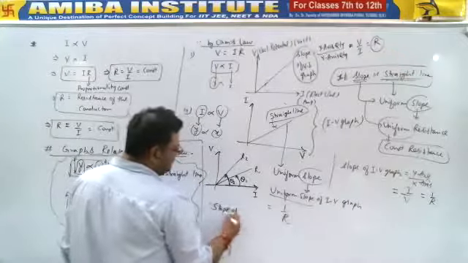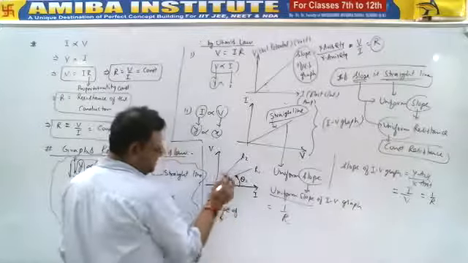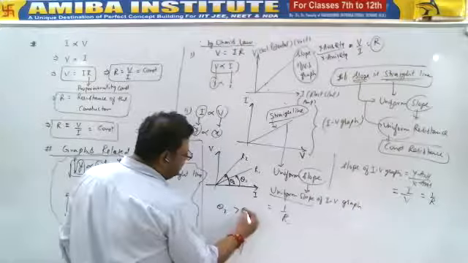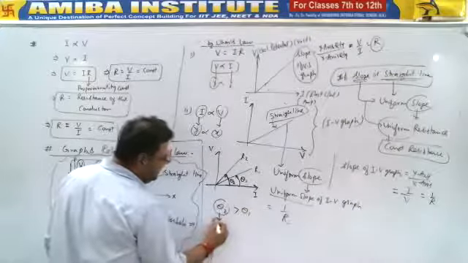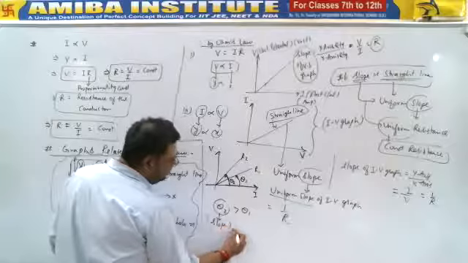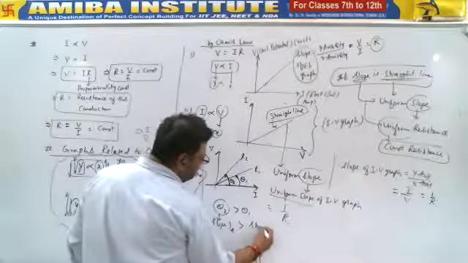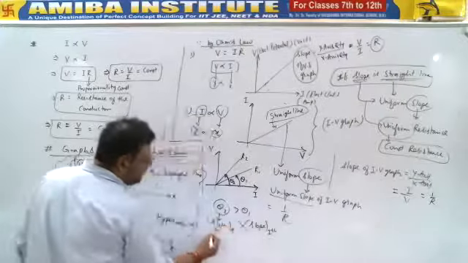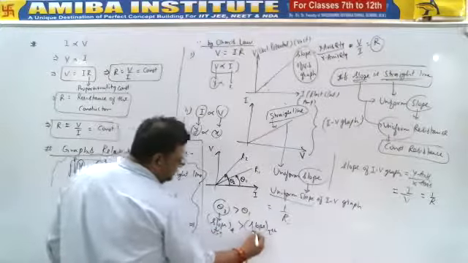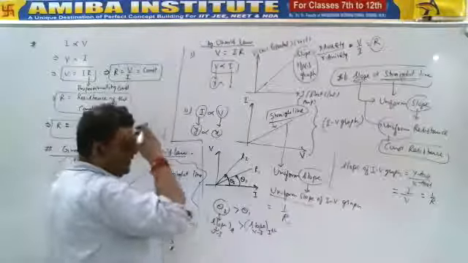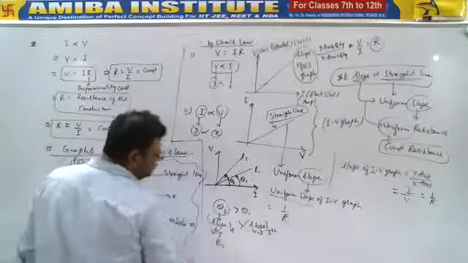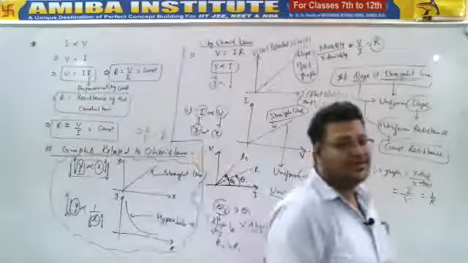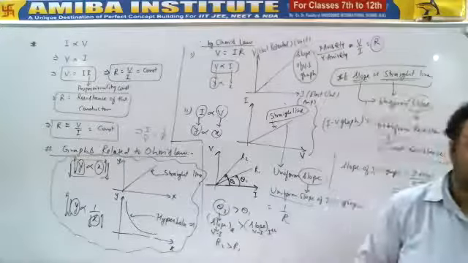Clearly slope means angle, whatever angle. So you can write directly theta 2 is greater than theta 1. Theta 2 will be representing the slope of the second graph, which is greater than the slope of the first graph. What does the slope of the VI graph represent? Resistance. So R2 is greater than R1. Clearly we got to know R2 is greater than R1. That's how the questions can be solved.